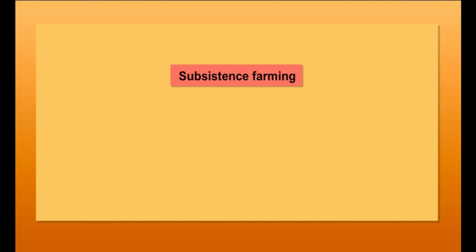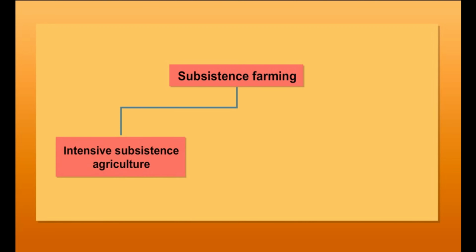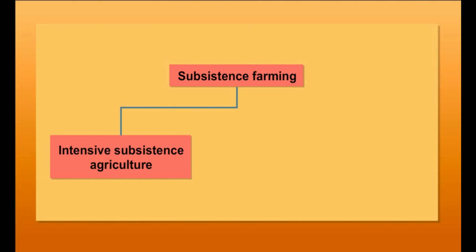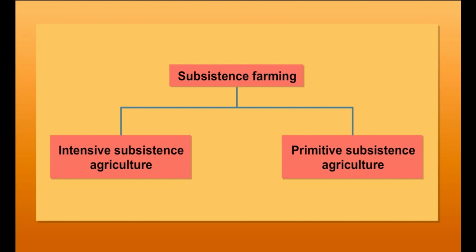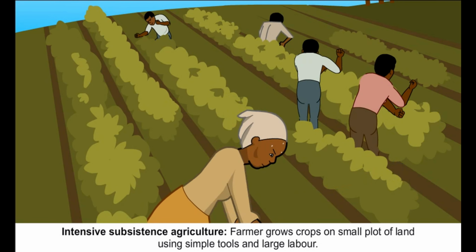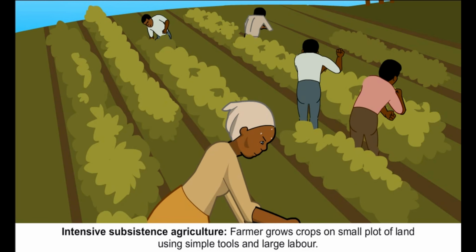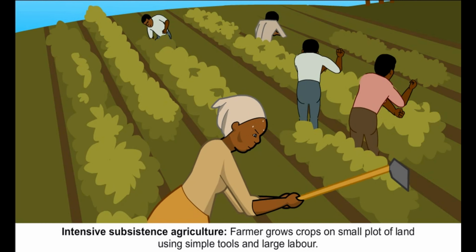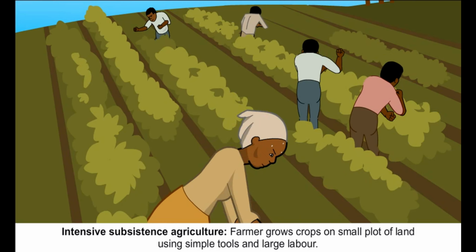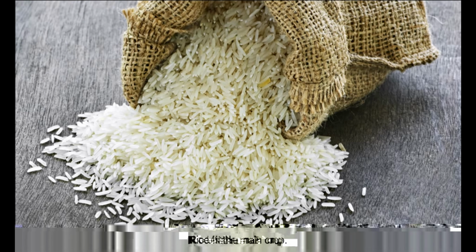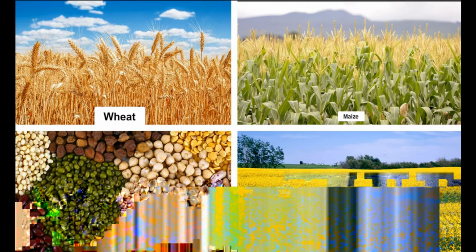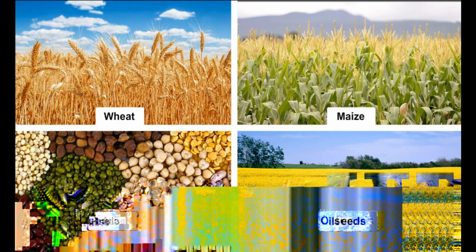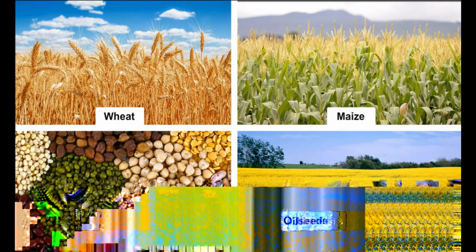It can be further classified as intensive subsistence agriculture and primitive subsistence agriculture. Intensive subsistence agriculture. The farmer grows crops on a small plot of land using simple tools and large labor. Rice is the main crop. Wheat, maize, pulses and oil seeds are also grown.